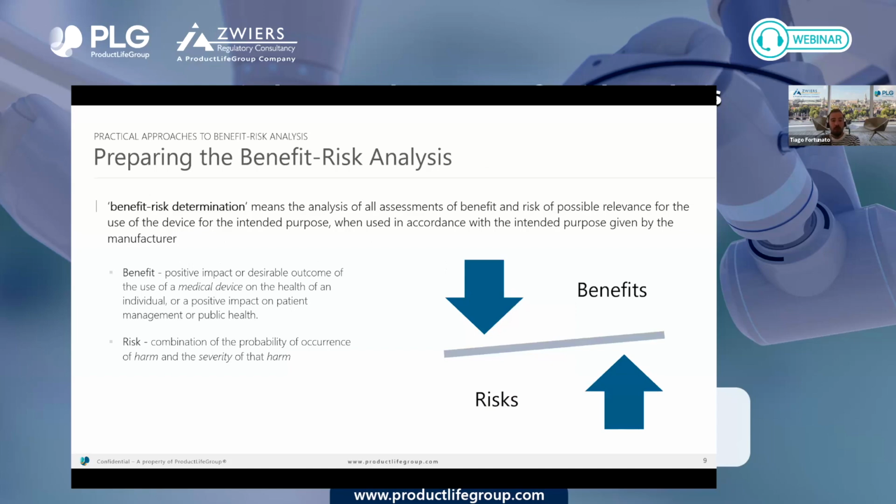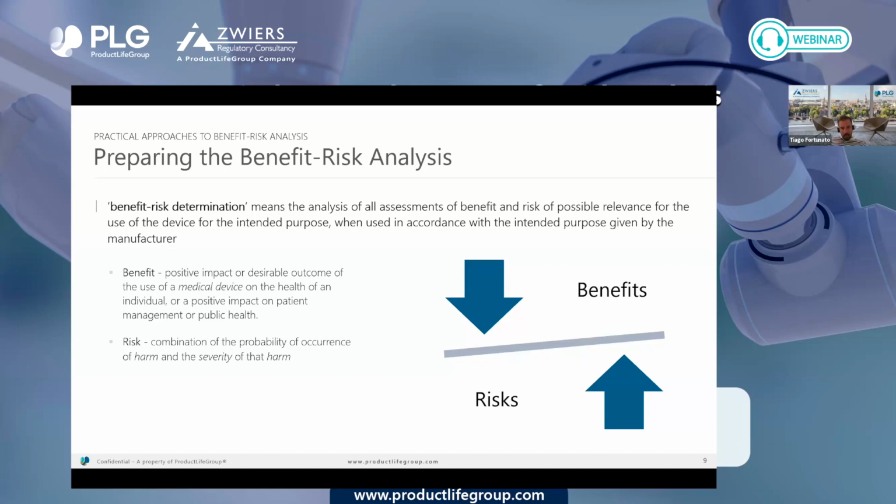The subsequent step is to perform a benefit-risk analysis, where one assesses the benefit and the risk related to the use of the device. The purpose of this determination is to show that the benefits of the intended use always outweigh the residual risk. I think that the benefit is quite clear to everyone, but just remember that the benefit might not just be a positive impact on the health of the patient, but also on patient management or benefit to public health, for example. And the risk is the combination of the probability of occurrence of harm and the severity of that harm, as some of you might already know.